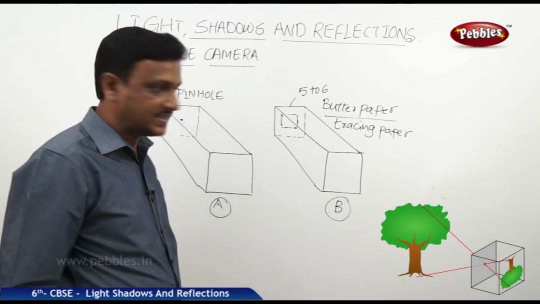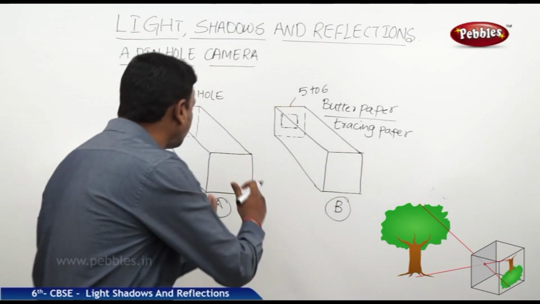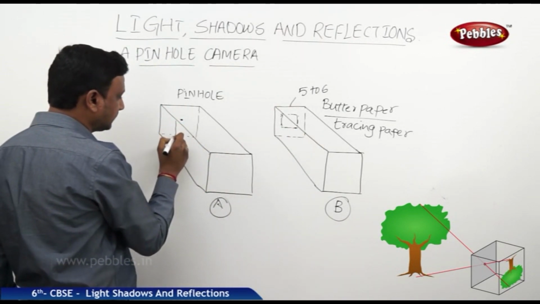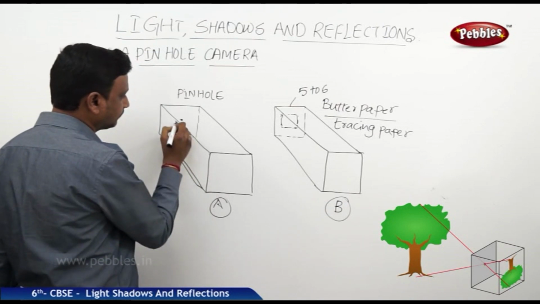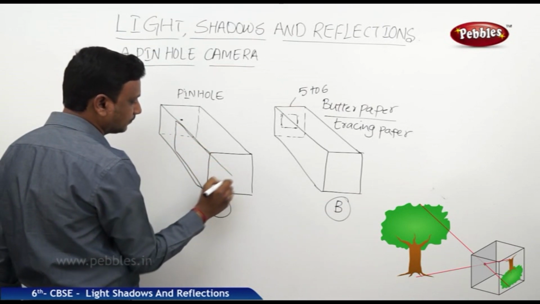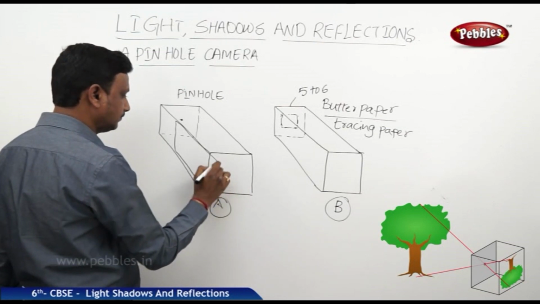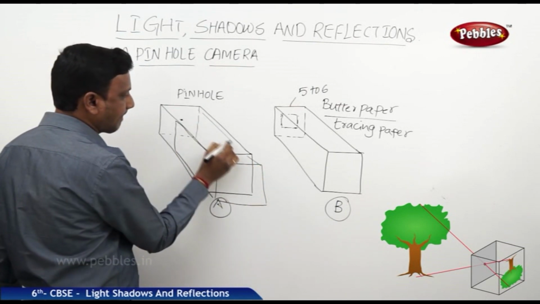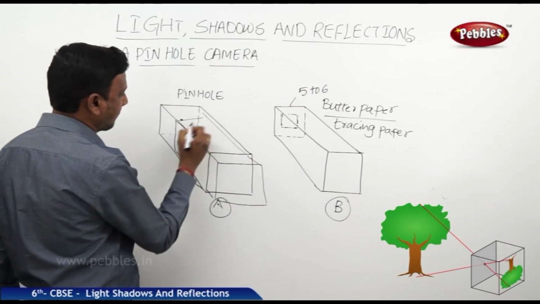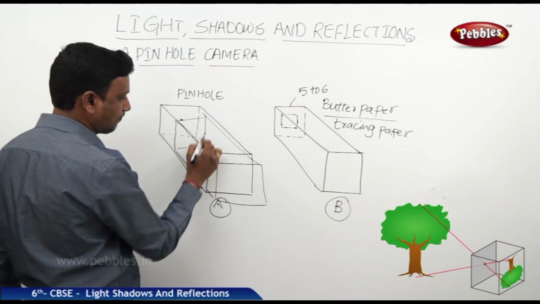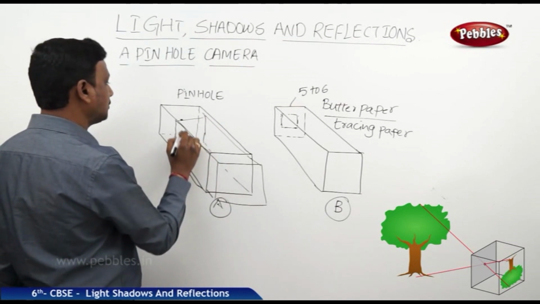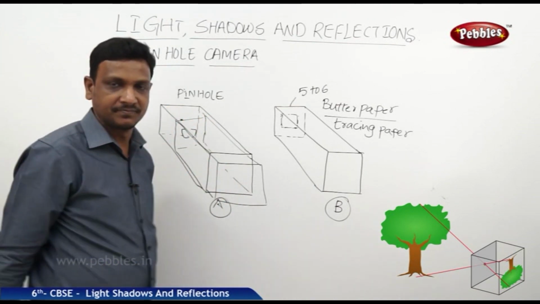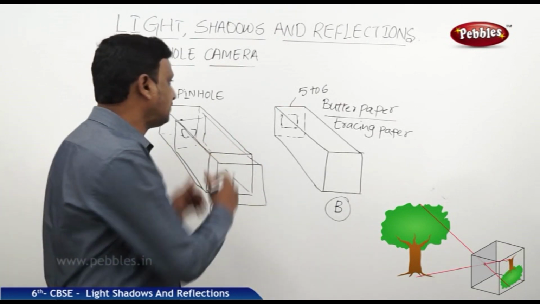So now what you are going to do is fix this inner box into the outer box this way. You are bringing this box here. So like this it will be. It has the cutting here. Now you are moving the inner and outer boxes. So what are you going to do with this pinhole camera?